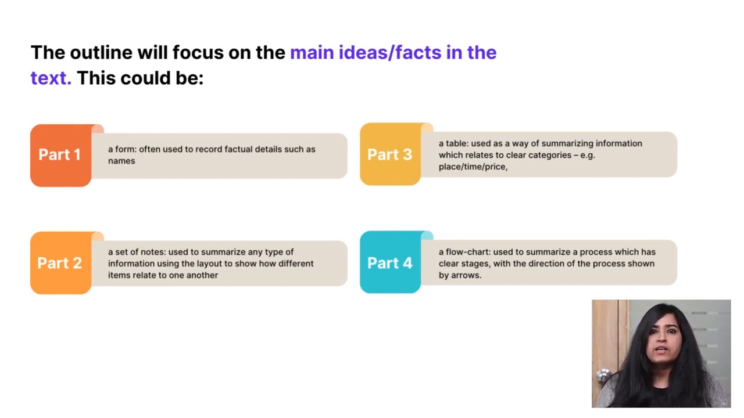as a way of summarizing information which relates to clear categories, for example, places, times, pricing, etc. And a flowchart, which is used to summarize a process which has clear stages, with the direction of the process shown by arrows. We're going to look at these in more detail now, starting with form completion.